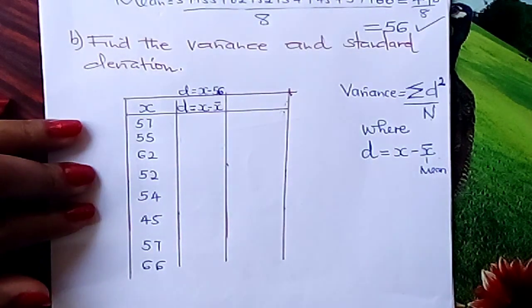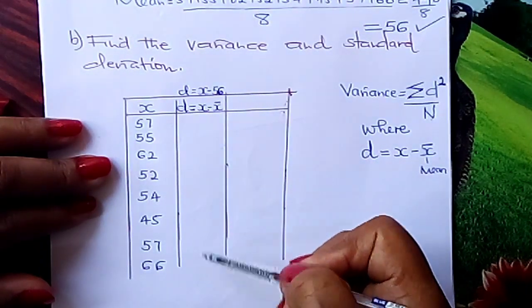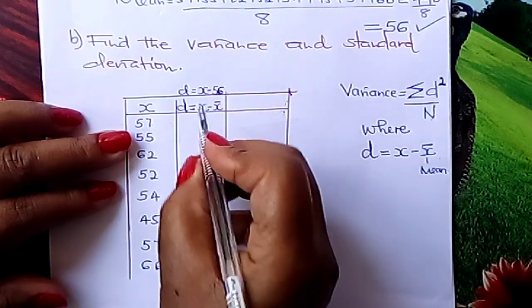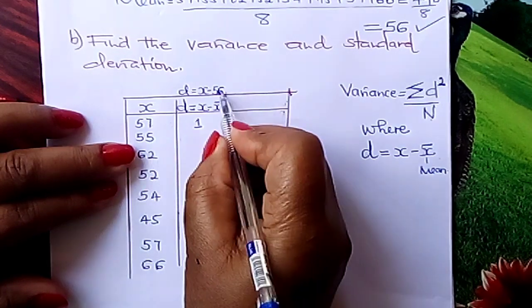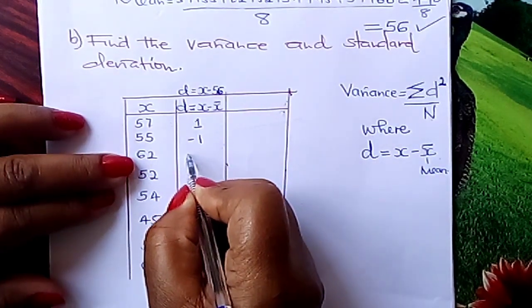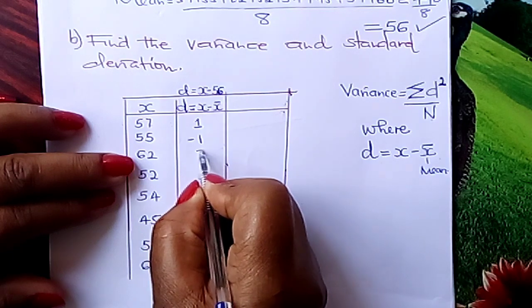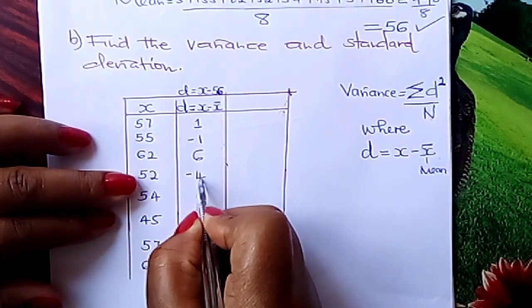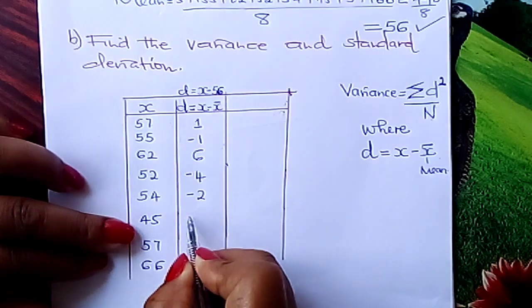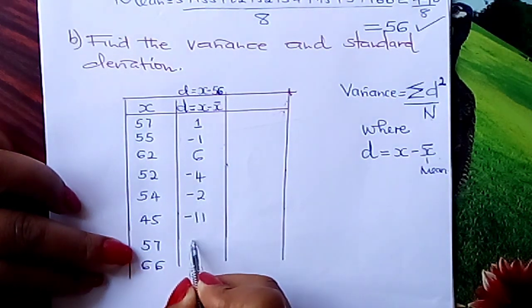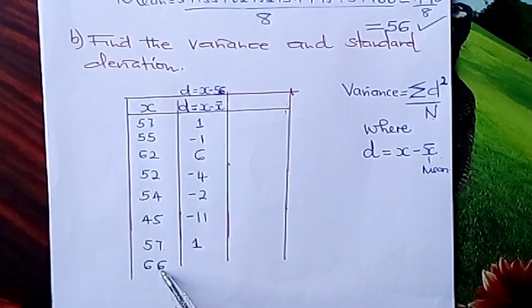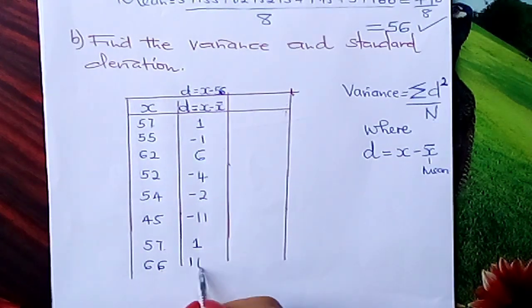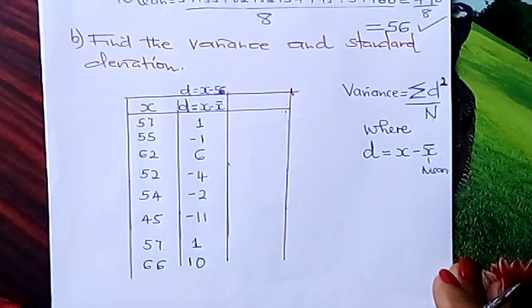Okay, so we fill in this column, learner. So we talk of 57 minus 56 gives us 1, x minus x bar. 55 minus 56 gives us minus 1. 62 minus 56 gives us 6. This gives us minus 4. This gives us minus 2. This gives us minus 11. This gives us 1. 57 minus 56, learner, gives us 1. 66 minus 56 gives us 10. Good. And we are through with that column.